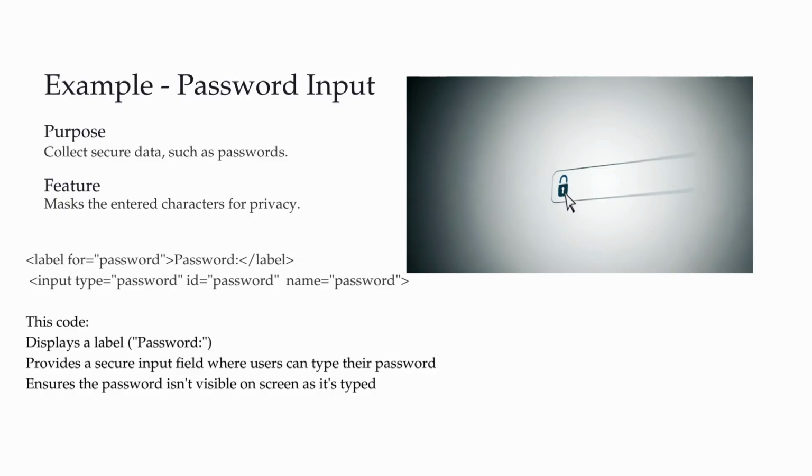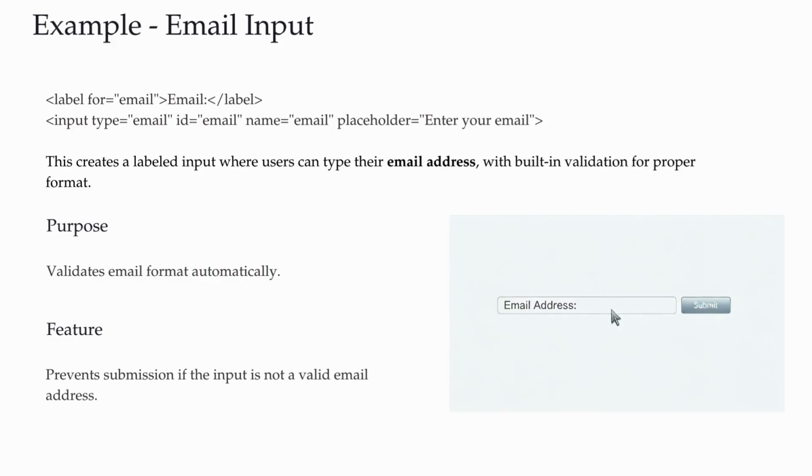Example: password input. Label for equals password, input type equals password, ID equals password, name equals password. This code displays a label and provides a secure input field where users can type their password, ensuring the password isn't visible on screen as it's typed. Purpose: collect secure data such as passwords. Feature: masks the entered characters for privacy.